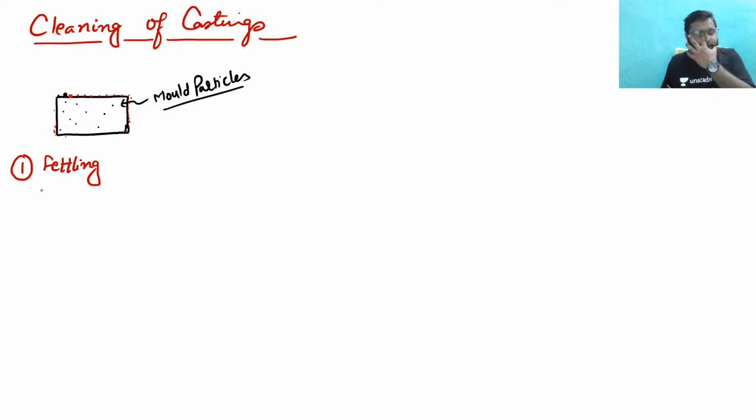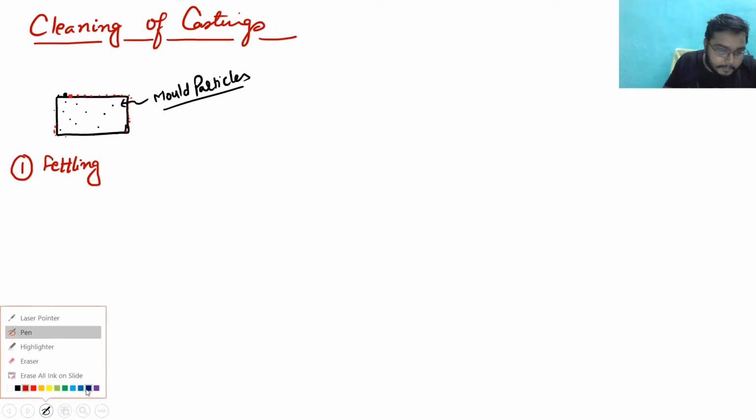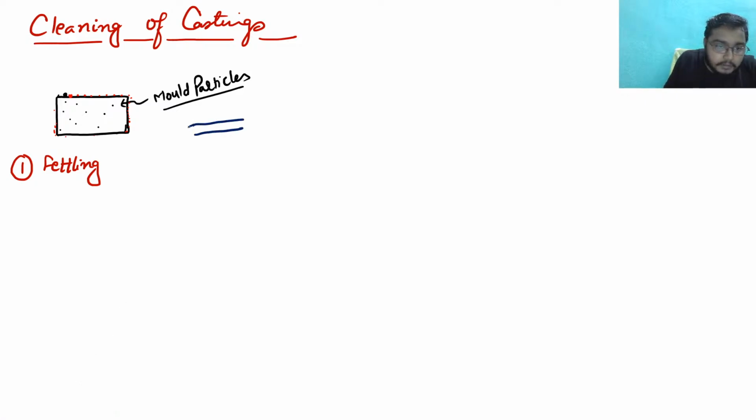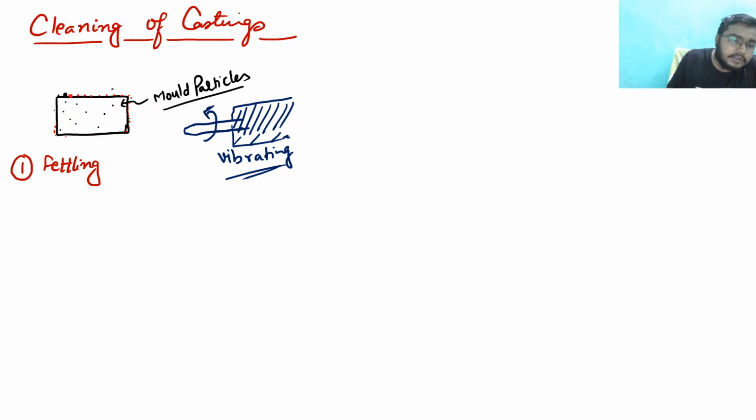What is this fettling? There is a fettling machine which looks something like this. This machine rotates, and it is also vibrating. On the surface of the casting, you put this fettling machine, and it is rotating and vibrating. With the help of the vibrating mechanism, all those sand particles are removed.